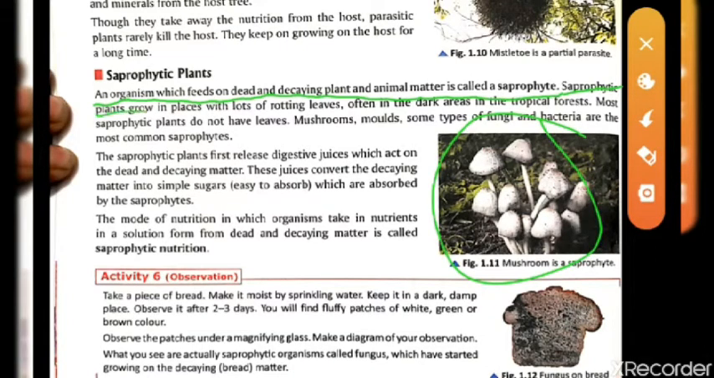Saprophytic plants grow in places with a lot of rotting leaves, often in the dark areas of tropical forests. In the absence of sunlight they mostly grow, because they don't need any sunlight or chlorophyll; they depend on dead and decaying plants for nutrition. Most saprophytic plants do not have leaves, which is also an important thing. When they don't have leaves, they don't have chlorophyll, and without chlorophyll they can't prepare their own food. Mushrooms, molds, some types of fungi and bacteria are the most common saprophytes.